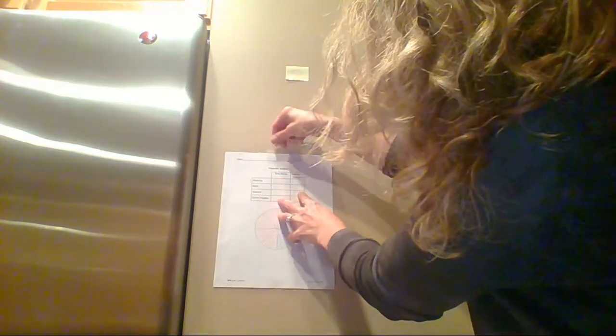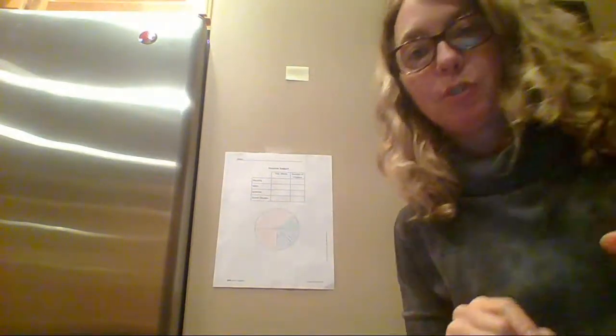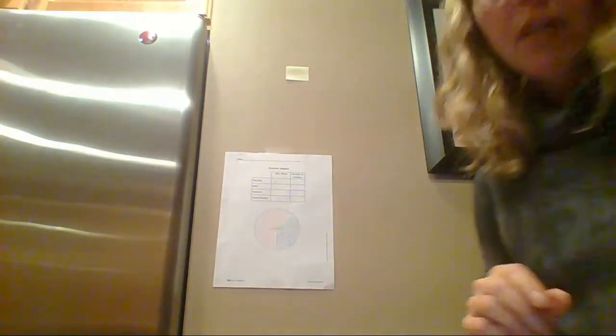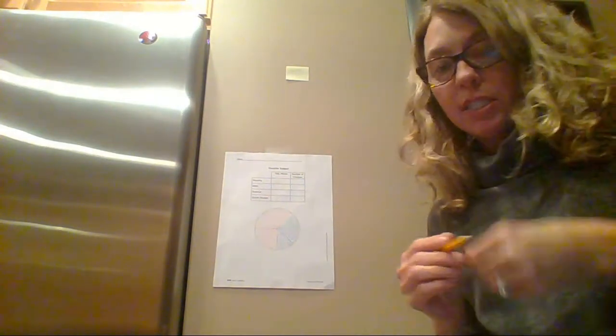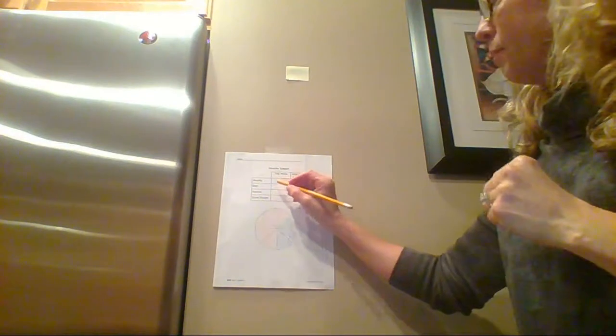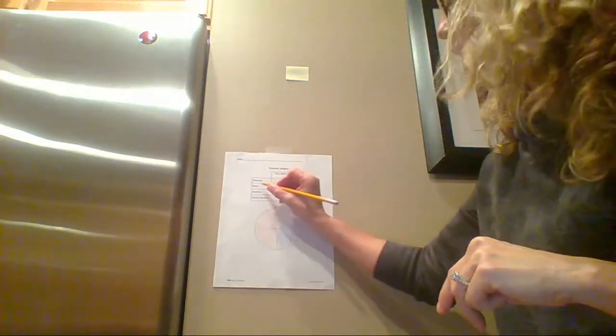Now, the directions tell us to ask 8 friends about their favorite subject at school. But we don't have 8 friends available because we're not in class. So we're just going to make up some numbers. And I did that already. So reading, we can only have a total of 8. Can't go more than 8, okay?